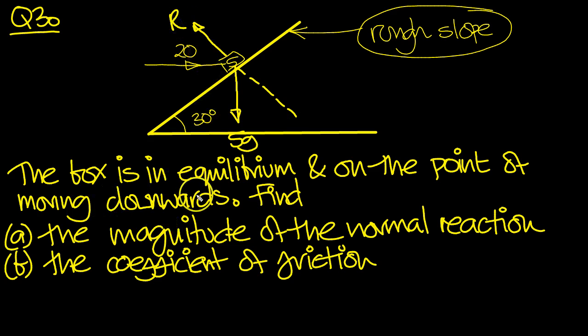It's on the point of moving downwards, isn't it? So the resistant force will be acting upwards. It's on the point of slipping, so this will be mu R, acting up the line of greatest slope. Okay, so there are the forces involved. So this angle is 60, this angle is 30, isn't it?